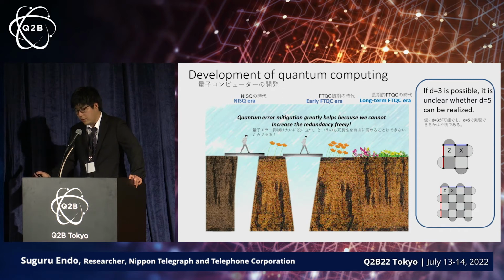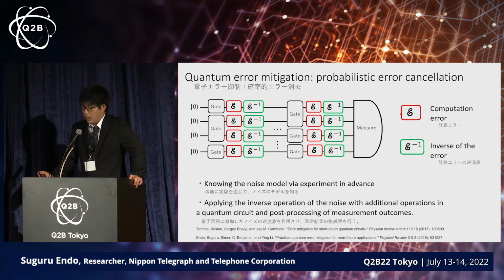So we can utilize quantum error mitigation for improving the computation in the early FTQC era, and we use a quantum error mitigation technique called probabilistic error cancellation. Probabilistic error cancellation was proposed for NISQ devices originally, but we also found that it is very useful for fault-tolerant quantum computers.